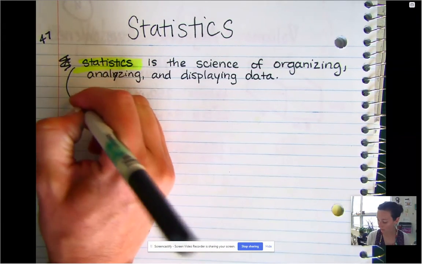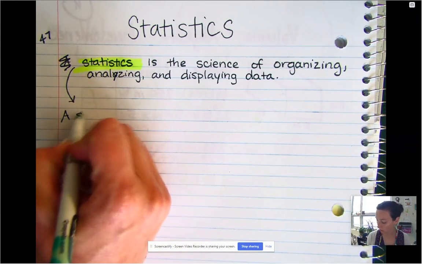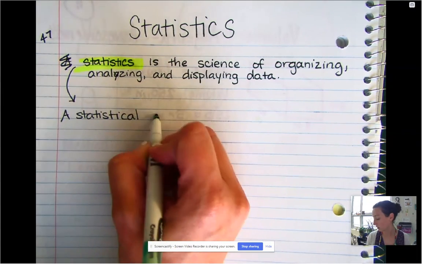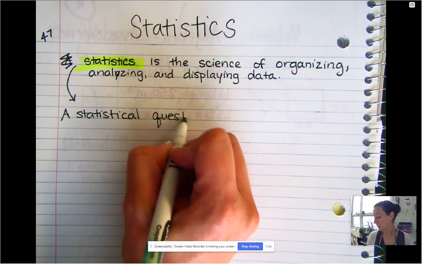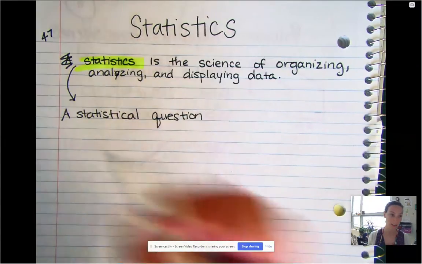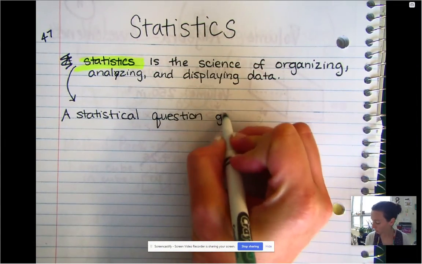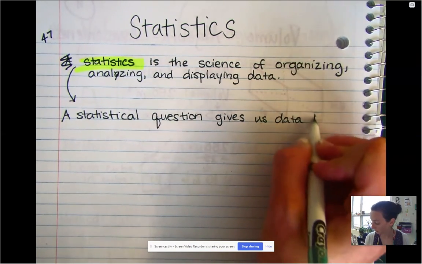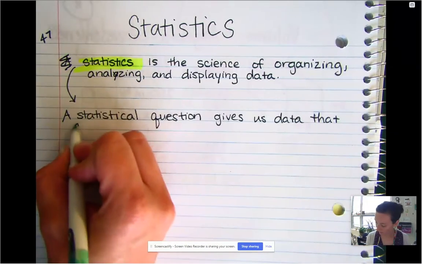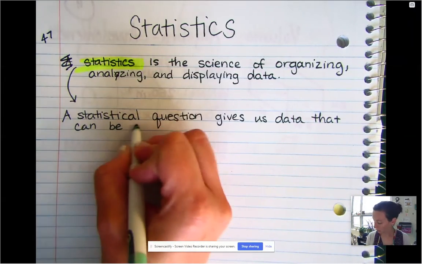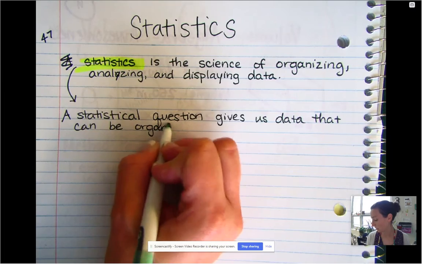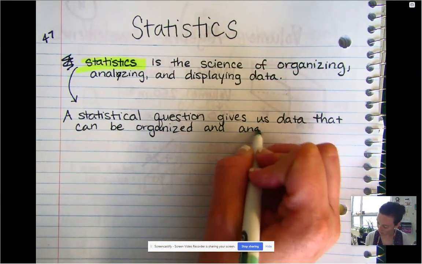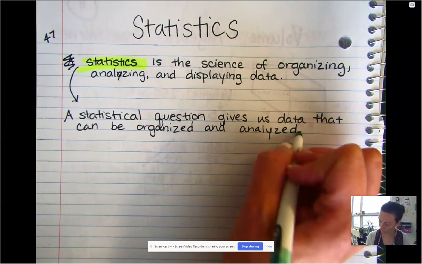So then that follows that a statistical question is a question that would give us data that needed to be organized. We'll say organized and analyzed because you can display anything. All right, so what does that mean?